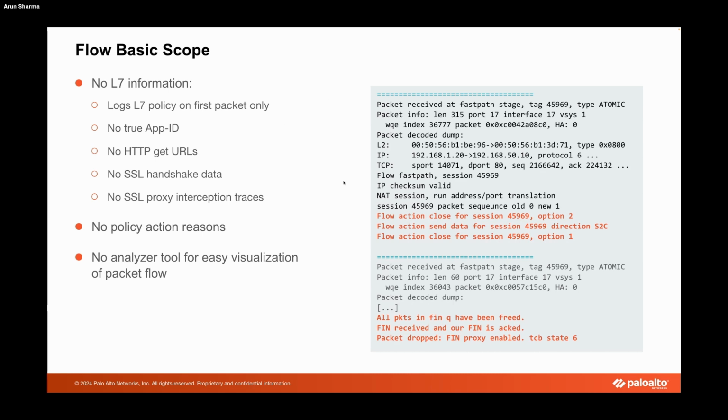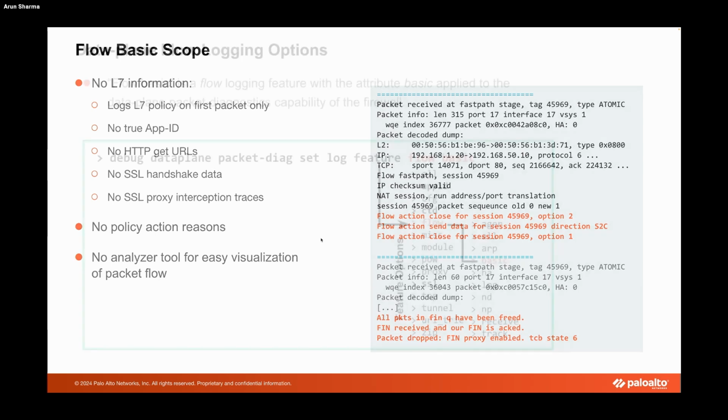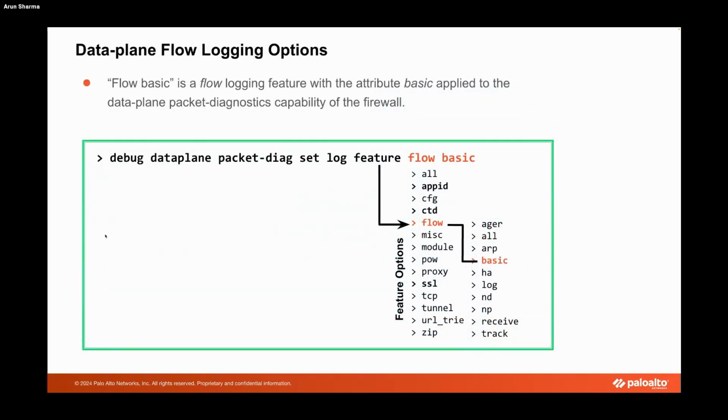Okay, so this is the command to enable the flow basic: debug dataplane packet-diag set log feature flow basic. This is the command you can use to run this. So it's a combination feature set, flow and basic, of the packet-level diagnostics capability of the firewall debug tool. Once flow basic is configured and enabled and debug logging is turned on, flow basic provides detailed logging for individual packets as they move through each of the major stages of the firewall.